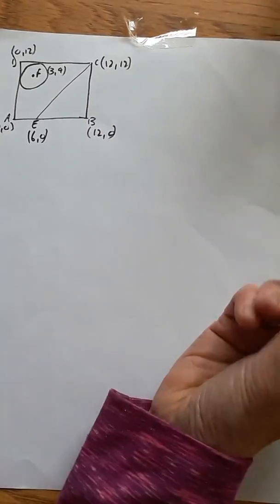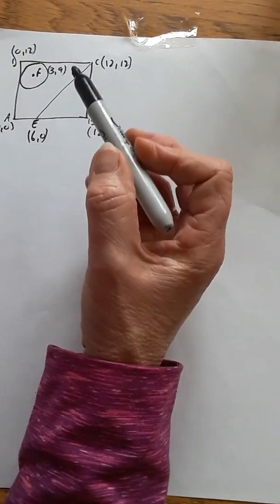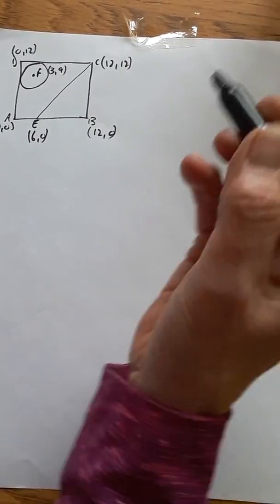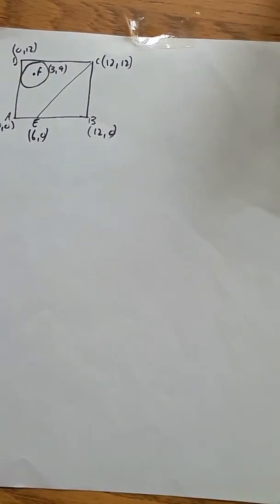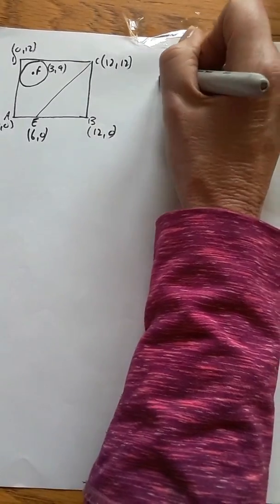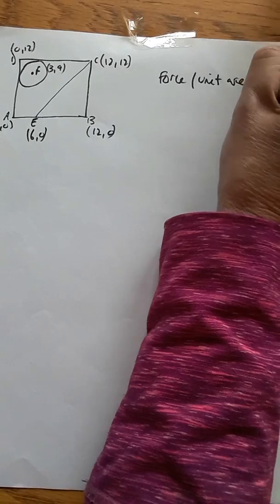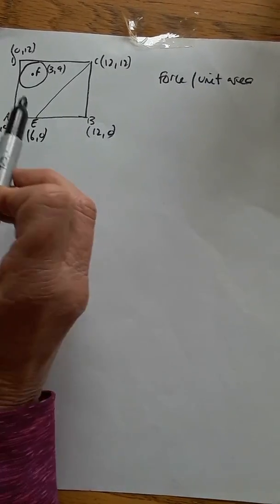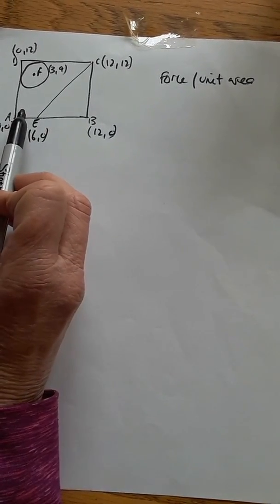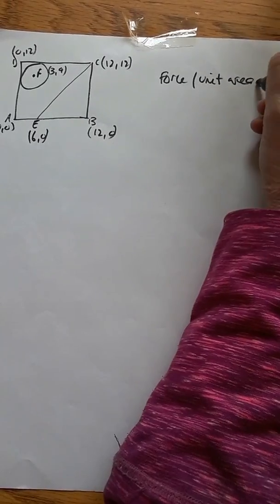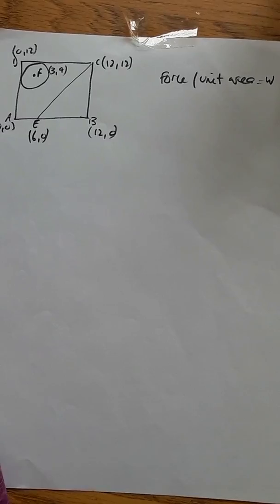The only thing is we don't have any force. We don't know the weight of the triangle or the square or the circle. So we're going to use force per unit area to allow us to get a force. That means if the area of the square is 10, then the force of that square is 10W. The force per unit area I'm going to call weight W.